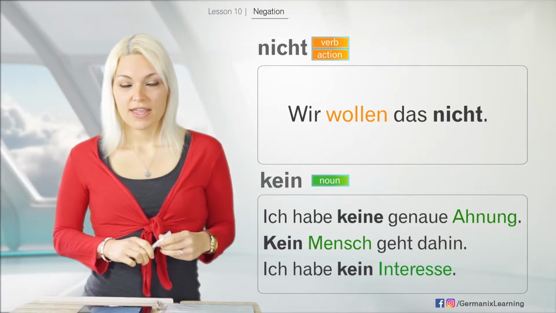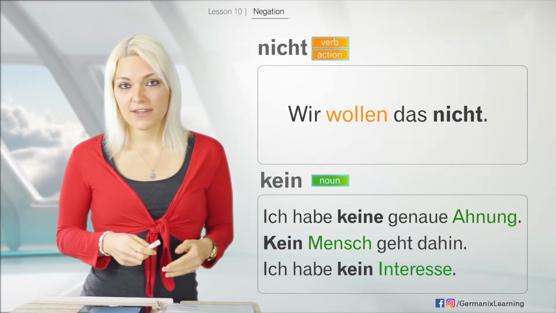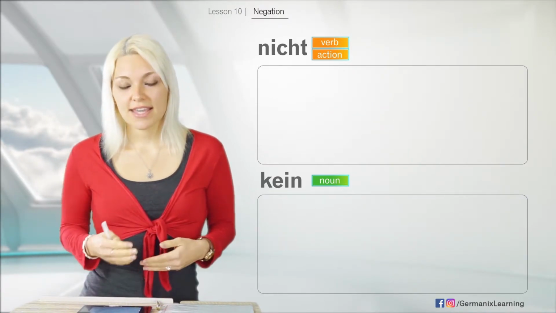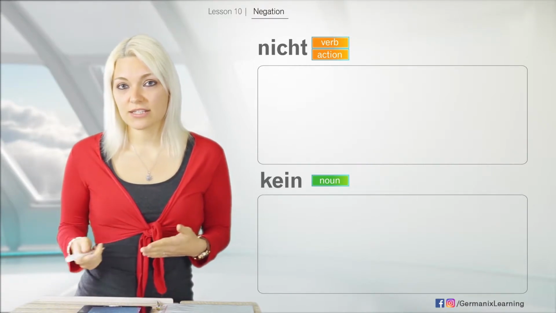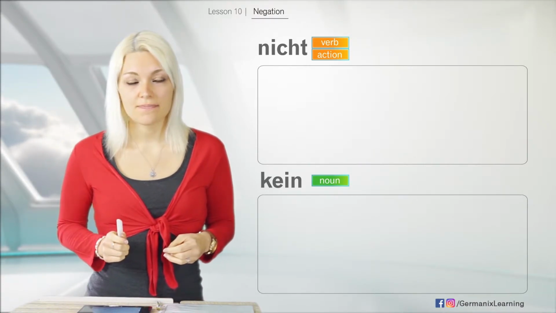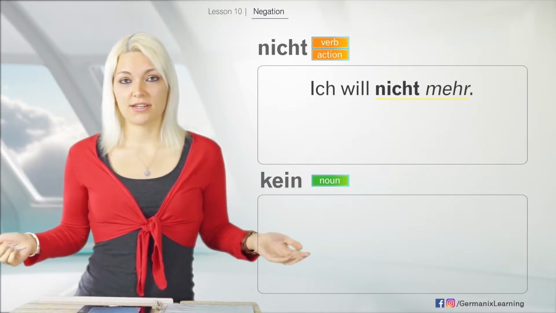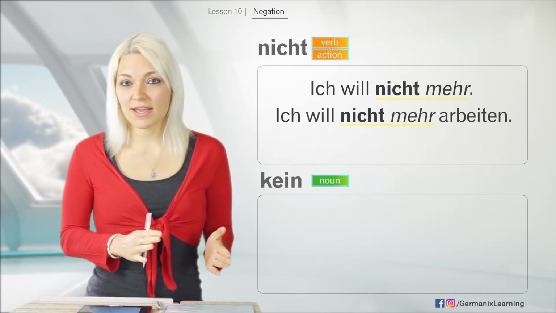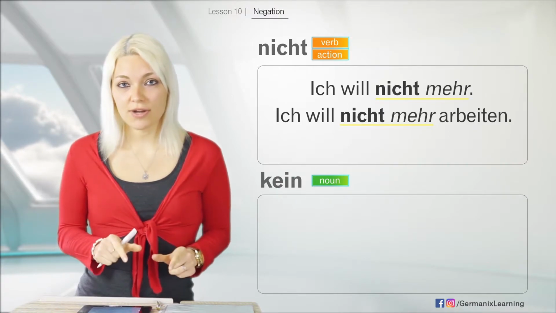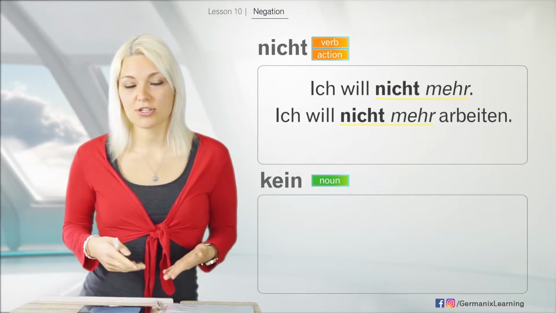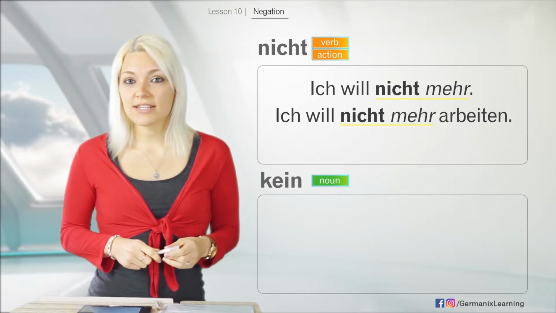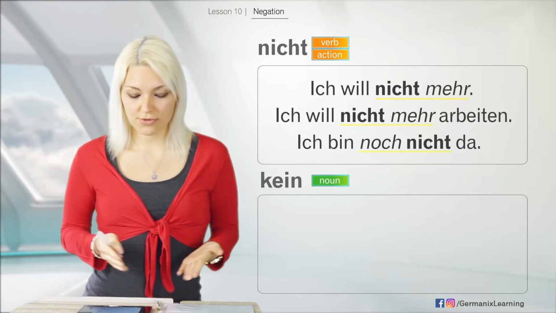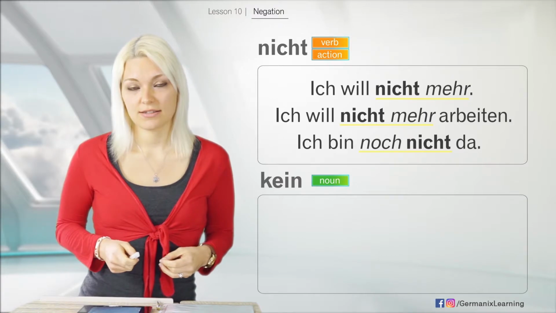Okay, so then we have some further fixed expressions like not anymore, not yet. In these cases it's also important in what way to use nicht or kein. For example, we have nicht mehr. Ich will nicht mehr. I don't want anymore. Ich will nicht mehr arbeiten. I don't want to work anymore. So nicht mehr is always not anymore. You can't separate those two. Nicht mehr, that's an expression and it has to be like that. Or noch nicht. Ich bin noch nicht da. I'm not there yet. So not yet would be translated into noch nicht.